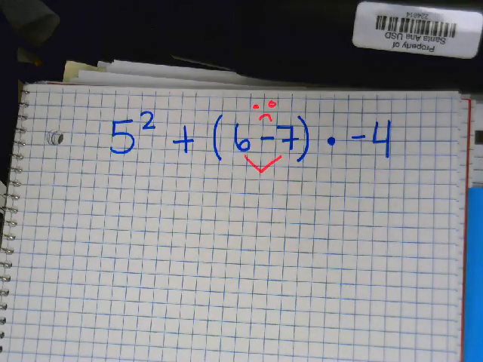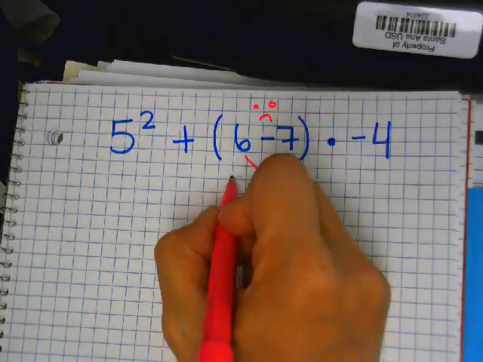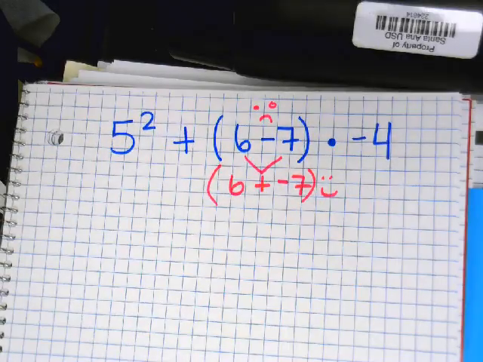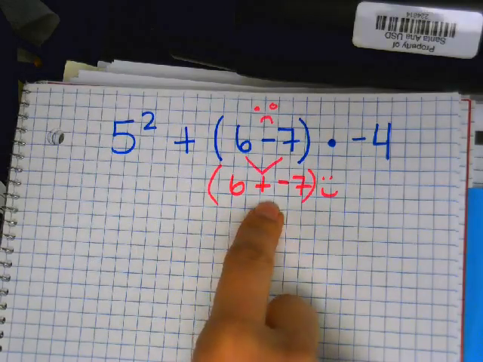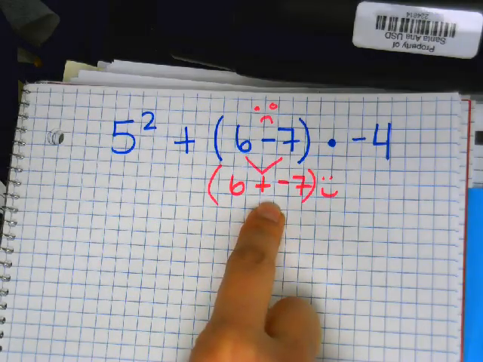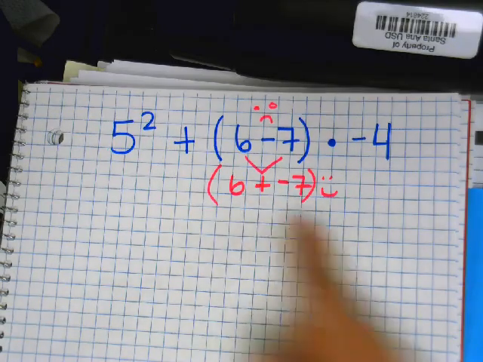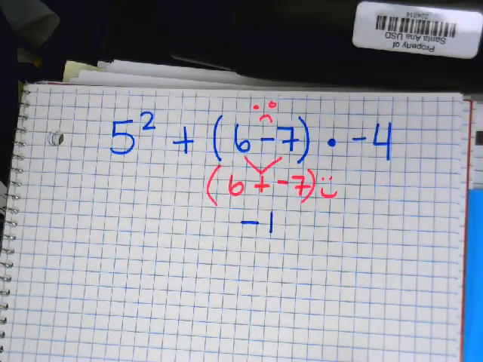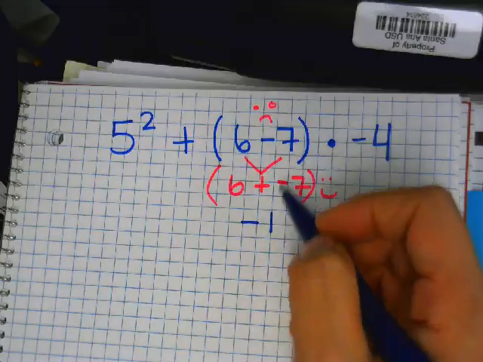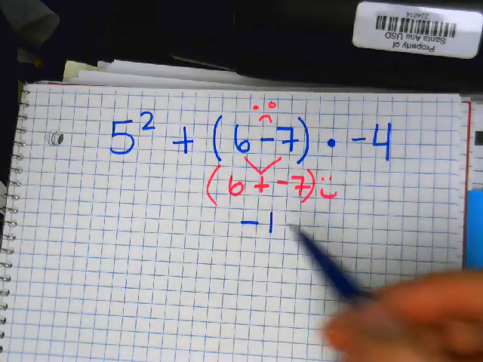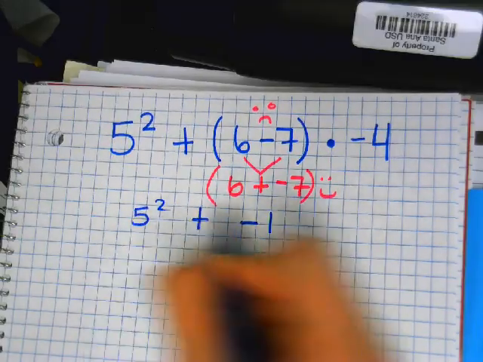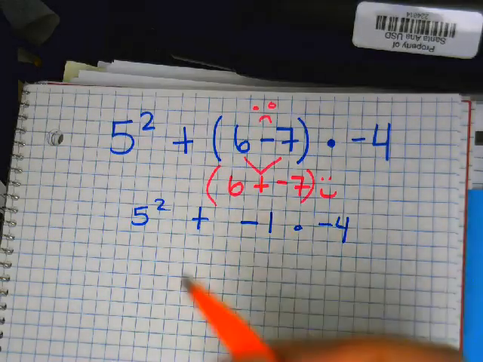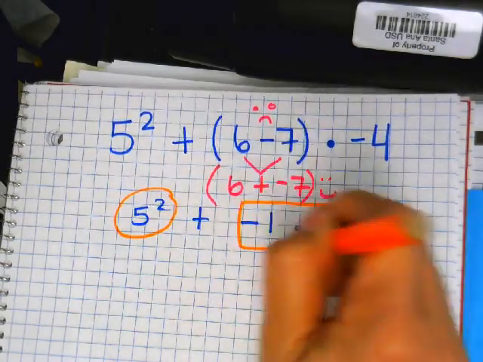Alright, so how do I rewrite this? 6 plus negative 7. Alright? When you rewrite it, you realize like, hey, it's actually going to be negative. If you don't rewrite it, you might not see the negative. So it's very important that you rewrite it to see the negative. Okay, plus 5 squared times negative 4. So now we can do the circles. We have this problem and this multiplication problem.